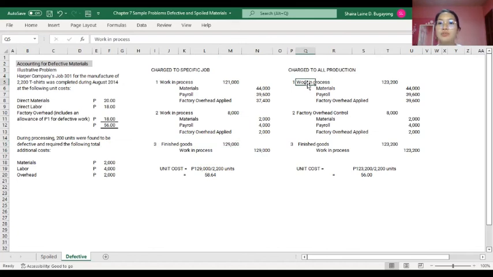If it is charged to all production, take note, add the allowance for defective work, and the cost to rework is charged to factory overhead control. So our finished goods and work in process are as is. So divided by 2 units, our unit cost is 56.